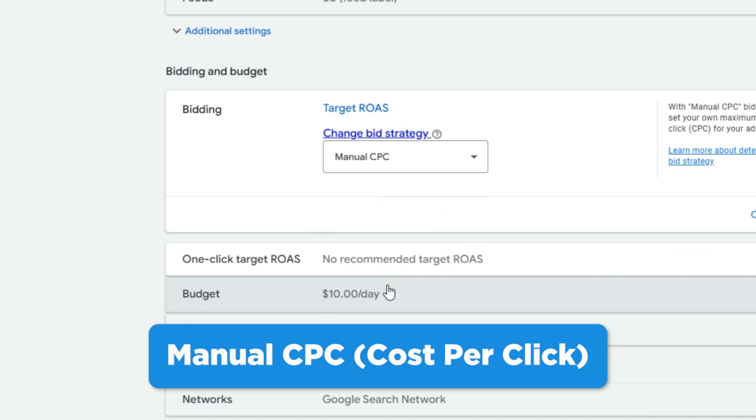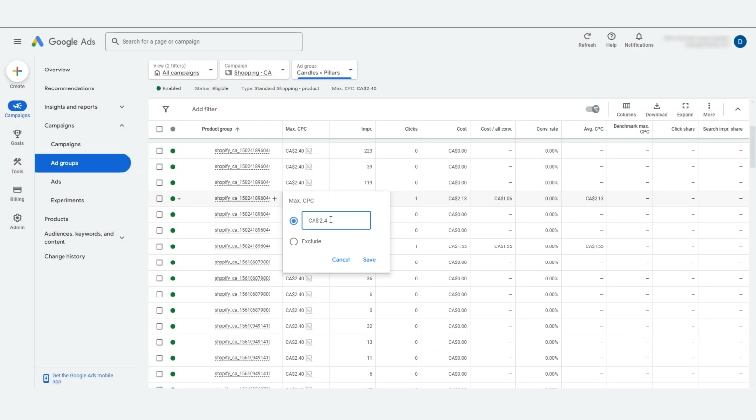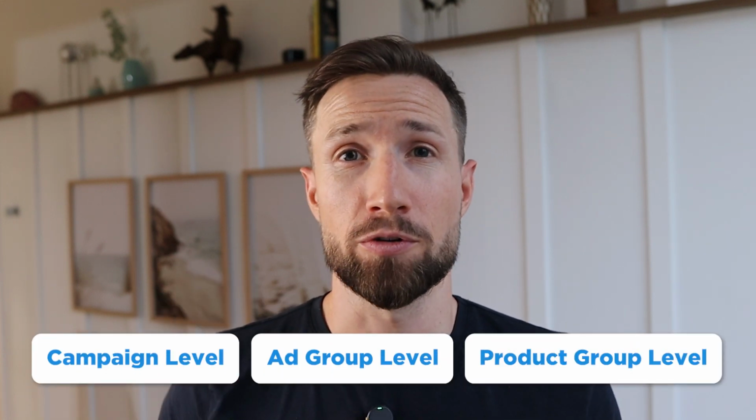And that leaves us with the final bidding strategy, manual CPC. This is simple. You set your own maximum cost per click for your ads. You can do this at the campaign level, the ad group level, or the product group level. While Google focuses a lot on getting us to use the automated bidding strategies, using manual bidding can make a lot of sense. You know your products best, you know which ones you want to promote the most, and you know what your margins are.